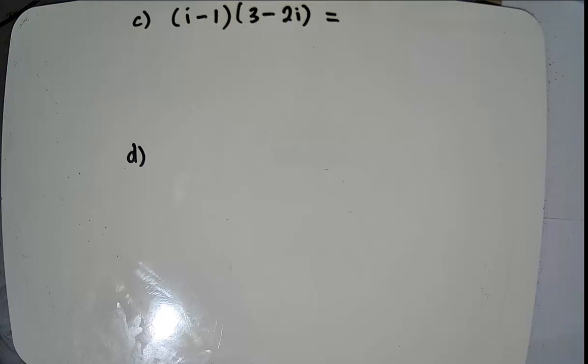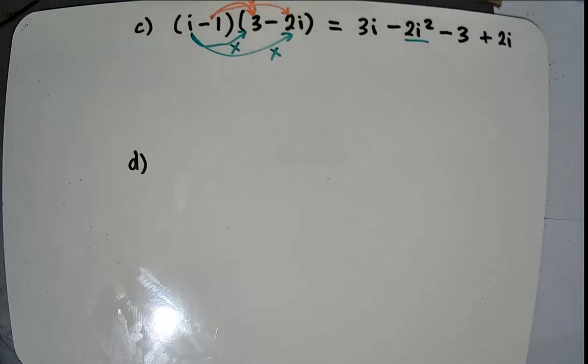Right, c's question is very similar to b. Pause the video and attempt it, and then you can see if you are right. So using the FOIL method, 3 times i is 3i. i times 2i is -2i squared. The inner terms will now be -1 times 3 will give us -3. And then the last terms, we have -1 times -2i will give us a positive 2i.